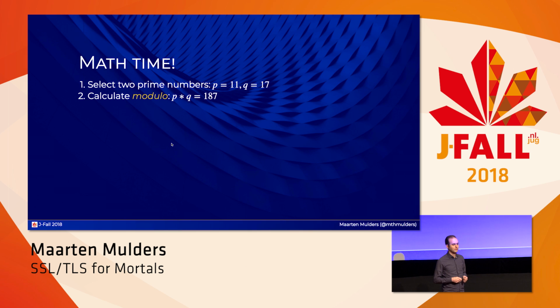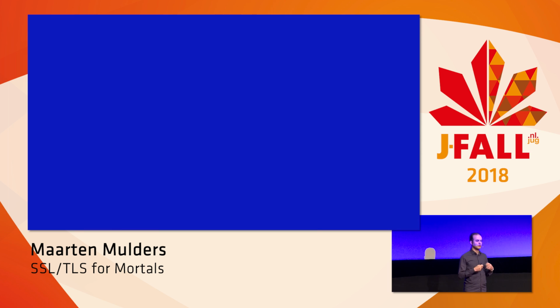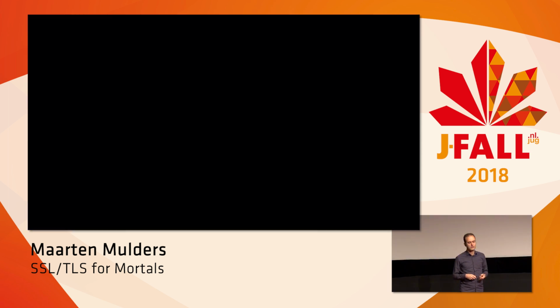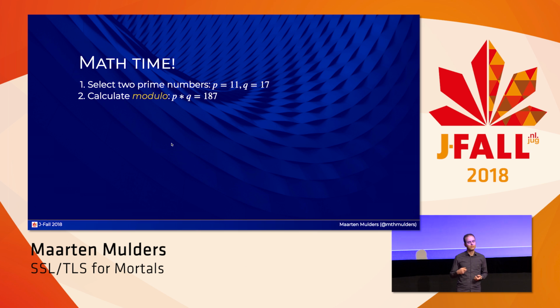Well, the demo gods are not with me today. Let's hope. Anyway, the second thing that we do is we calculate a number that we call the modulo. This is not the mathematical operator modulo, this is just a number that we call the modulo, and it is calculated by multiplying P and Q with each other. P was 11, Q was 17, P times Q is 187.